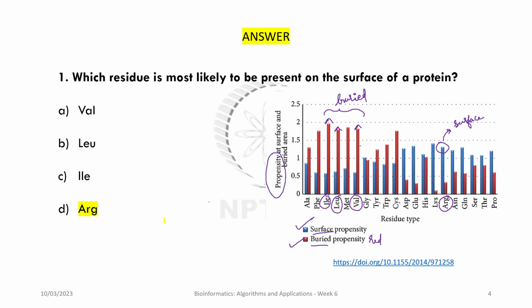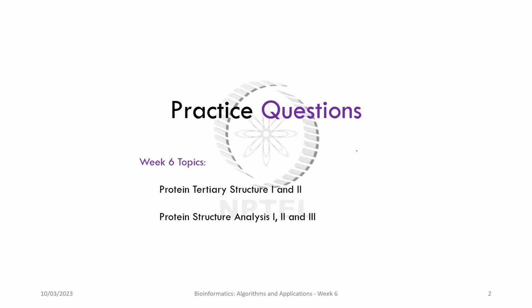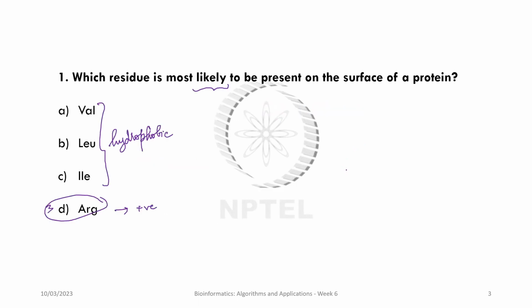Okay, for Venkatesh, who wants me to start from the beginning. So Venkatesh, you're lucky that you're still in the first question. We just began with the announcement of topics which you already are aware of. And this is the first question: which residue is most likely to be present on the surface of a protein?